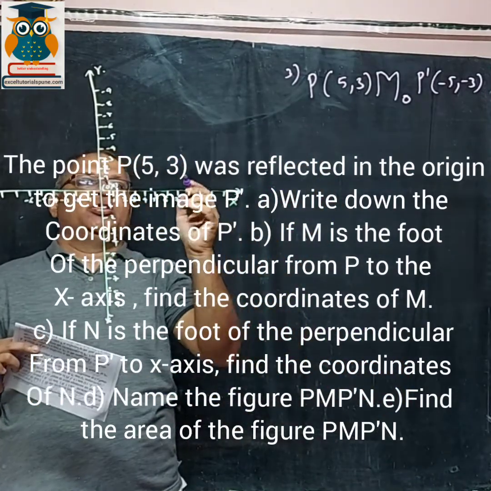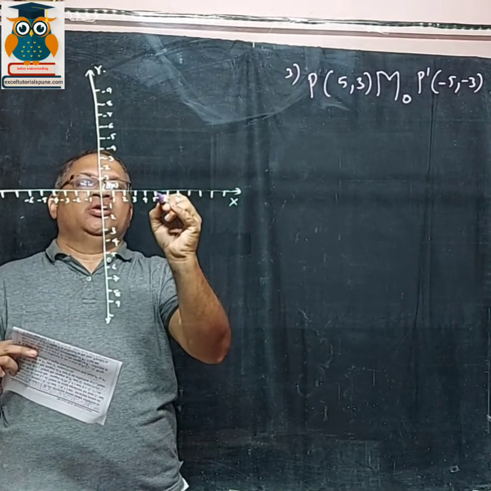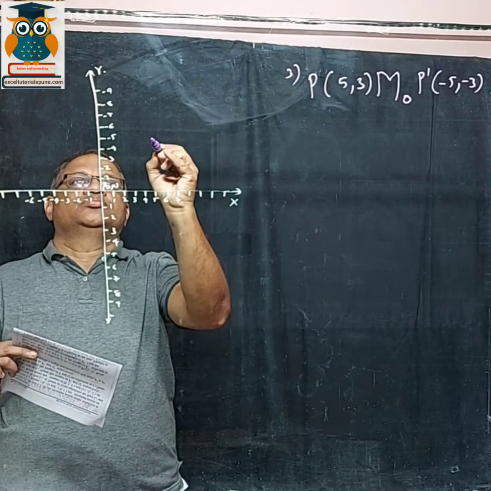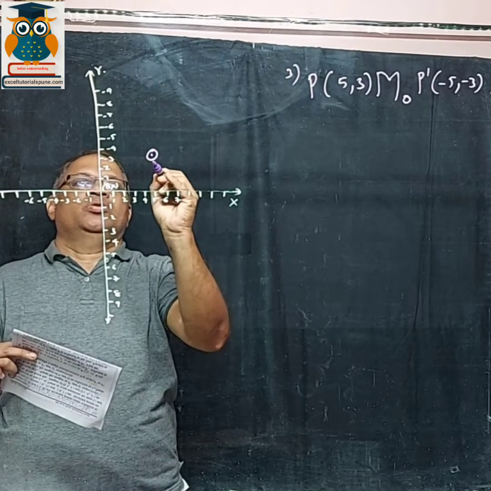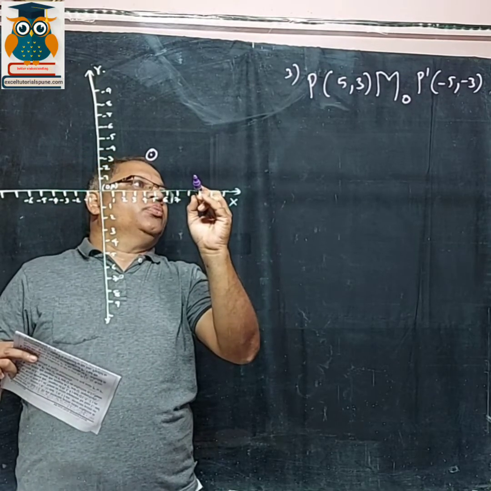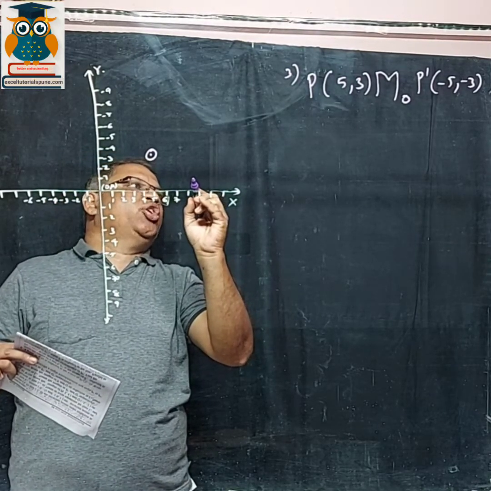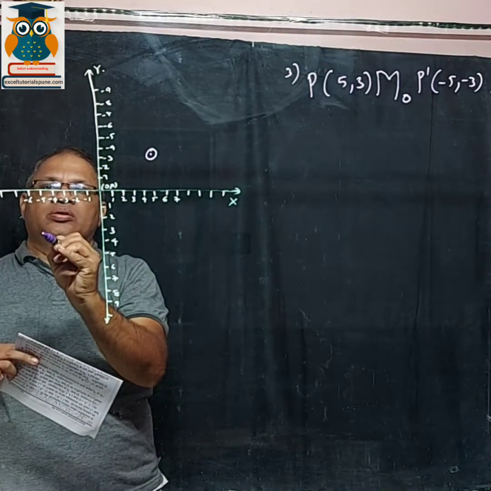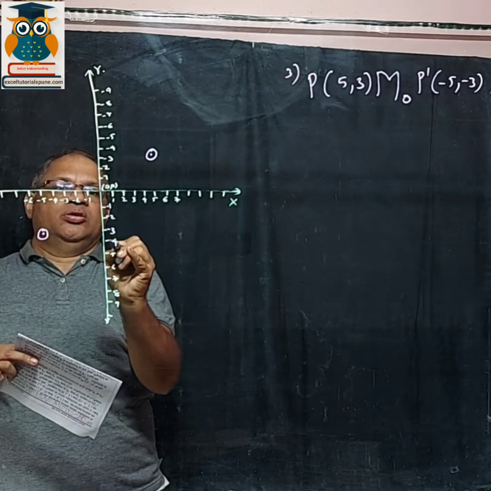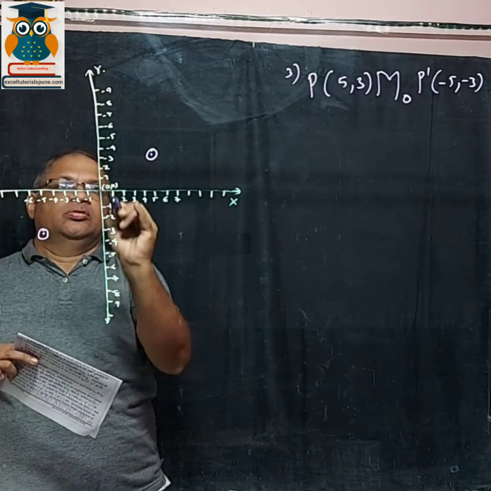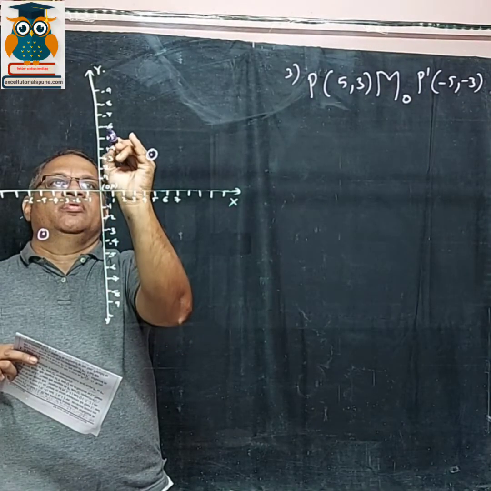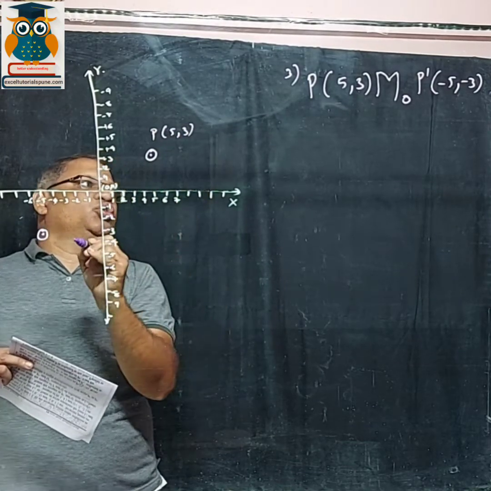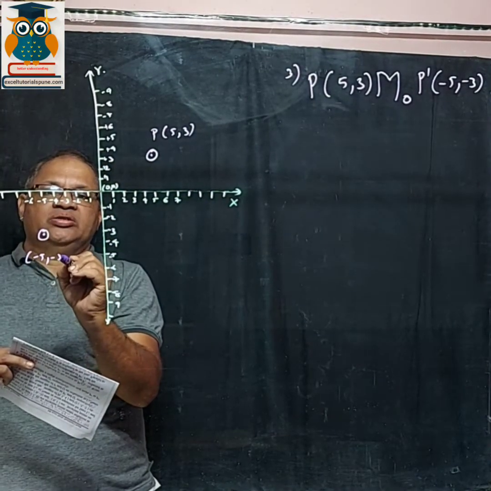Okay. So P is 5, 3. So 5, and 3. So this is 3. Okay, and P dash is minus 5 comma minus 3. Minus 5 comma minus 3. These are all negative ones. These are positive. Okay, so P is 5 comma 3 and P dash is minus 5 minus 3.